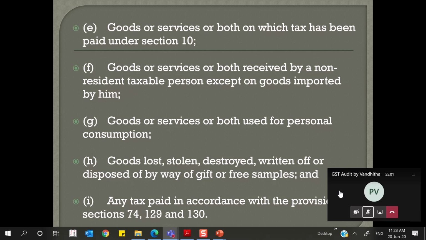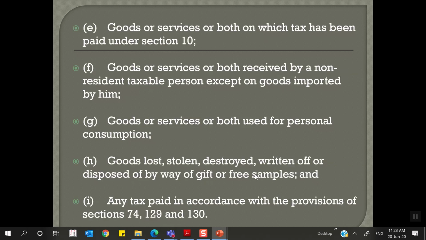Goods lost, stolen, destroyed, written off, or disposed of by way of gift or free samples. Any tax paid in accordance with the provisions of Section 73, 74, 129 and 130 of this Act. Section 74 is determination of taxes not paid or short paid or erroneously refunded or ITC wrongly availed or utilized for any reason other than fraud or any willful misstatement or suppression of facts. In that case also, the taxpayer is not able to claim the input tax credit. These are the ineligible input tax credits. While claiming input tax credit, we should check not transaction wise but through party names. In that we can find, to some extent, whether they are using it for business purpose or personal use.